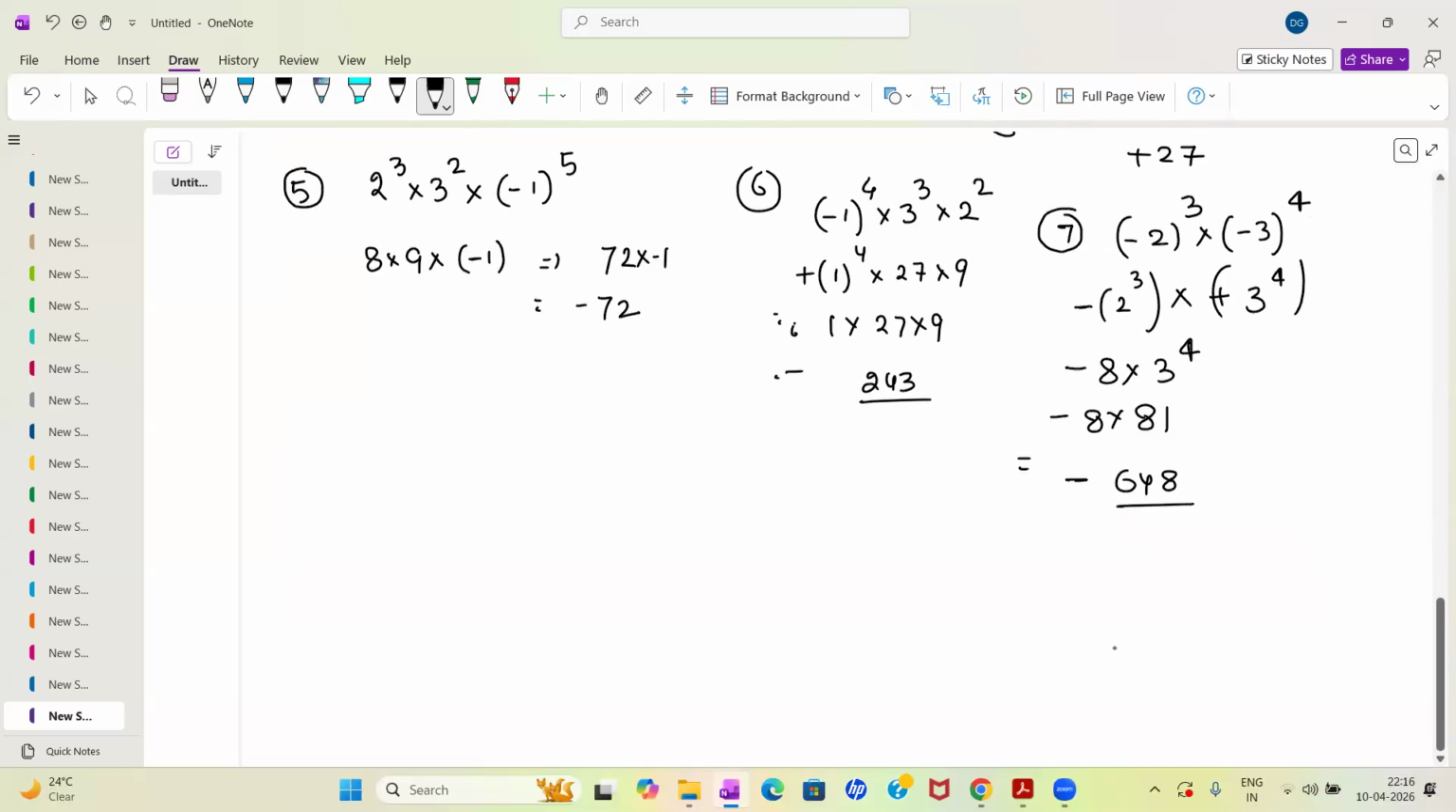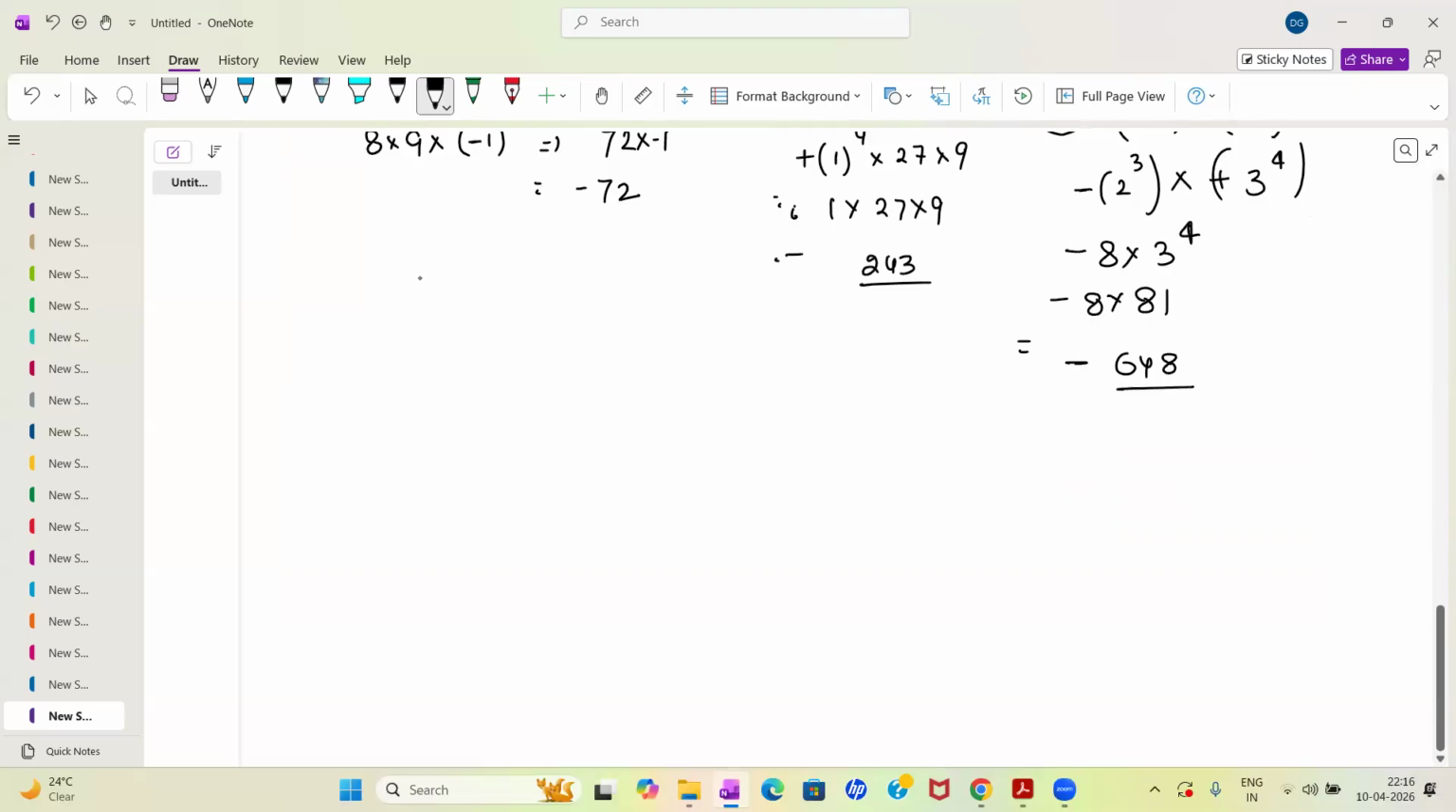Another question is 3 to the power 0. We know that the power 0 of any number is always 1. Do you know what is the logic behind this?